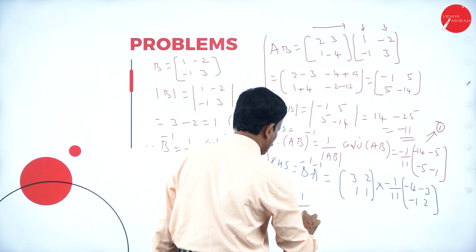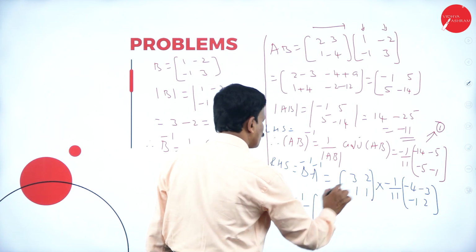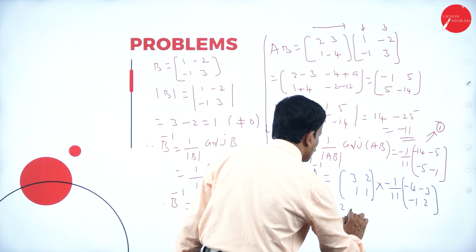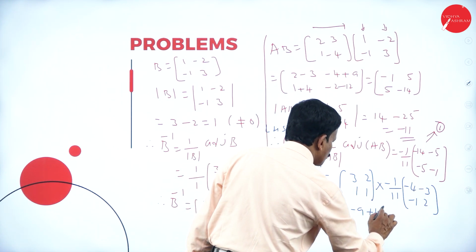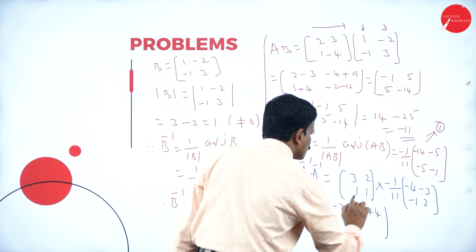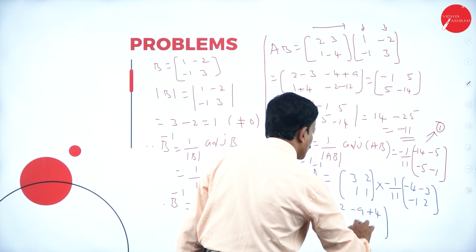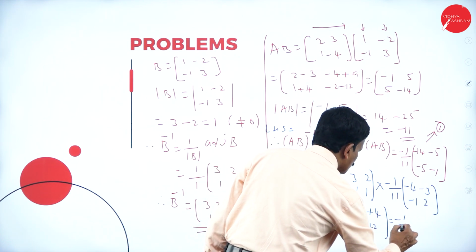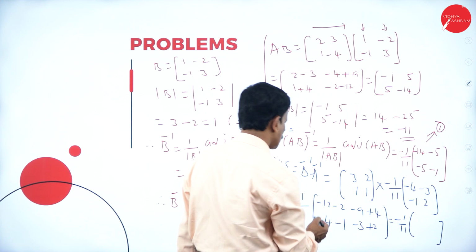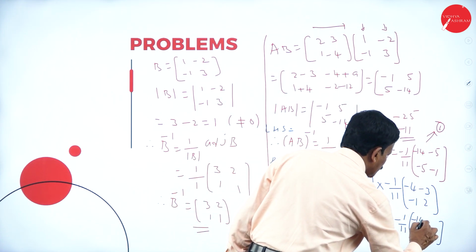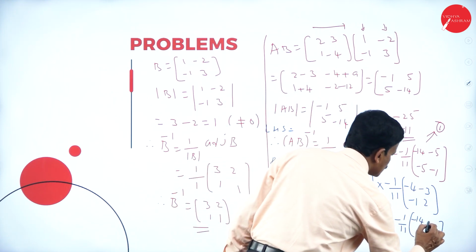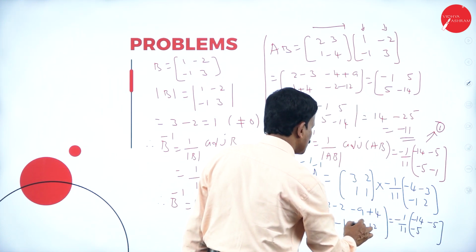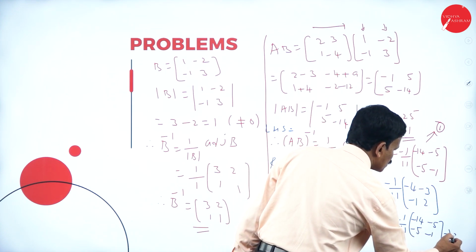So this is minus 1 over 11 into the product. 4 3s are 12, minus 2 1s are 2; 3 3s are 9, minus 9, plus 2 2s are 4; 1 4s are 4, minus 4, minus 1 1s are 1; 1 3s are 3, plus 1 2s are 2. This is equal to minus 1 over 11 times: minus 12 minus 2 is minus 14, minus 9 plus 4 is minus 5, minus 4 minus 1 is minus 5, minus 3 plus 2 is minus 1. This is equation number 2.